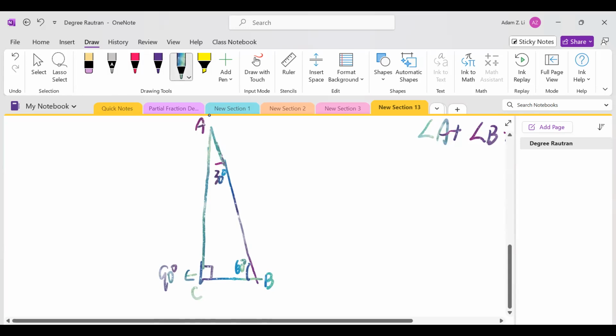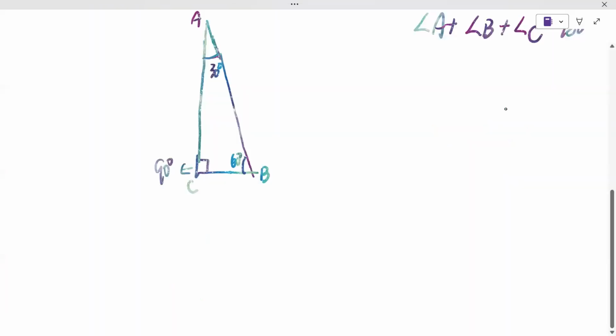So angle A is 30 degrees, right? We just measure that. Now, the most important thing is we're going to turn this into what we call an equilateral triangle, right? Based on this, we're going to form a mirror image of this triangle here.